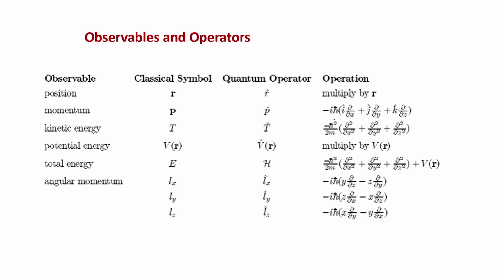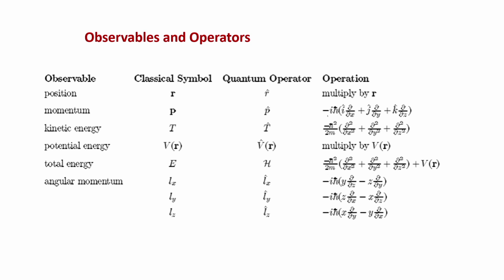It is important to see that the momentum is of course a vector operator which has a form in the coordinate space equal to minus i h cross del x in the x direction, del y in the y direction, and del z in the z direction. The kinetic energy has a form minus h cross square over 2m, del square by del x square plus del square by del y square plus del square by del z square. The potential energy is V of r, it has no fixed form.